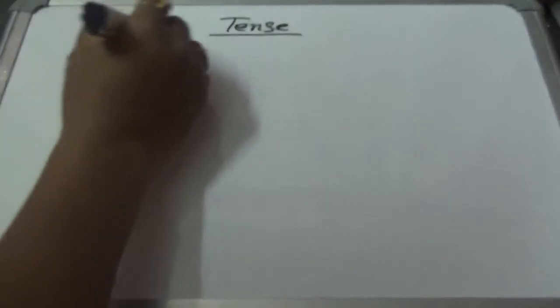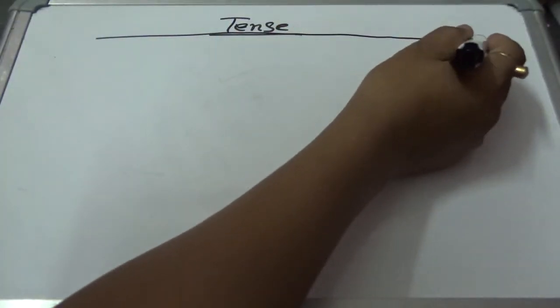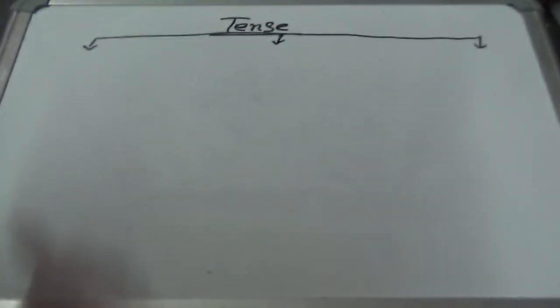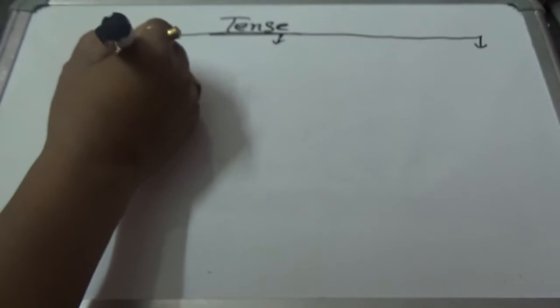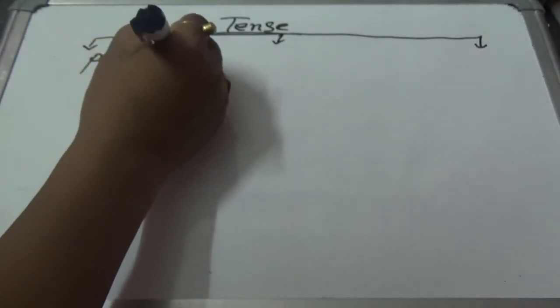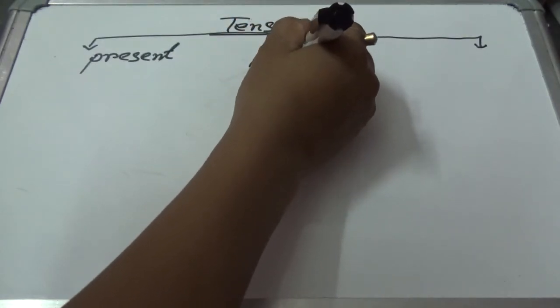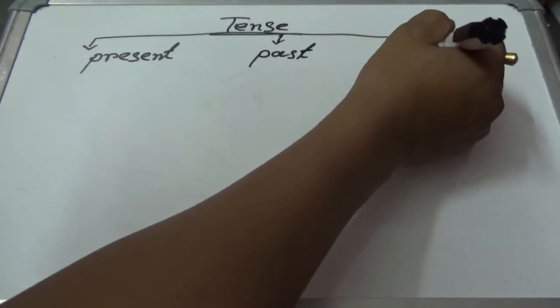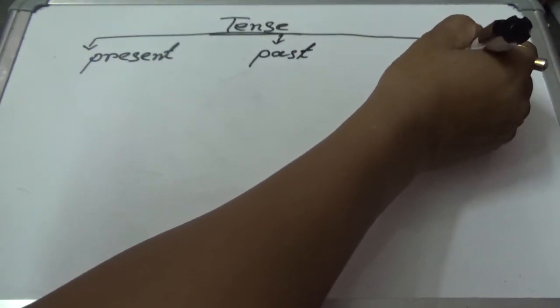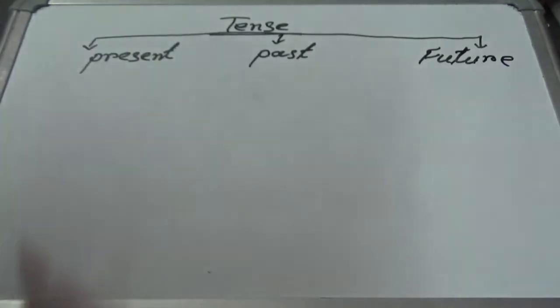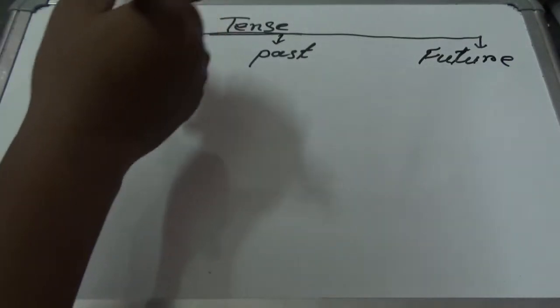Tense means time. Tense, how many classifications? Total three classifications: present tense, past tense, future tense.